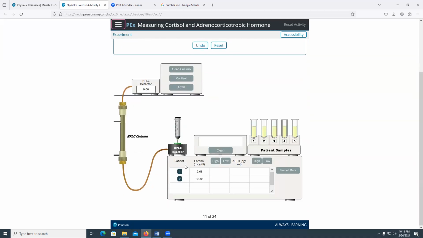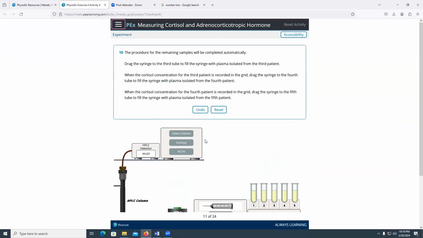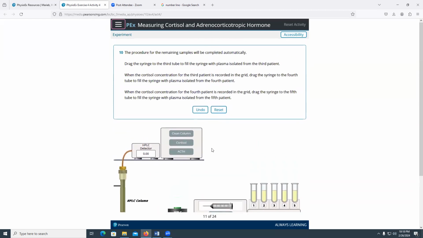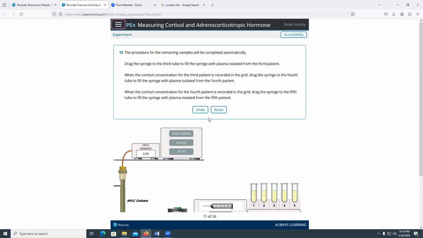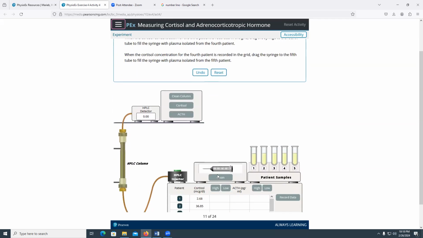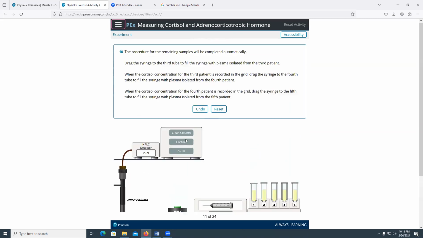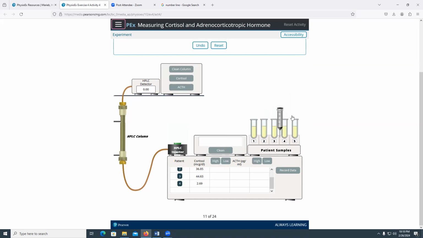Okay, let's do that. We have done up to 3. Let's do 4. Then let's do 5.